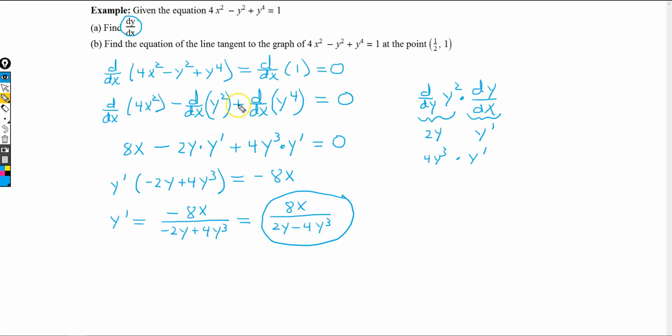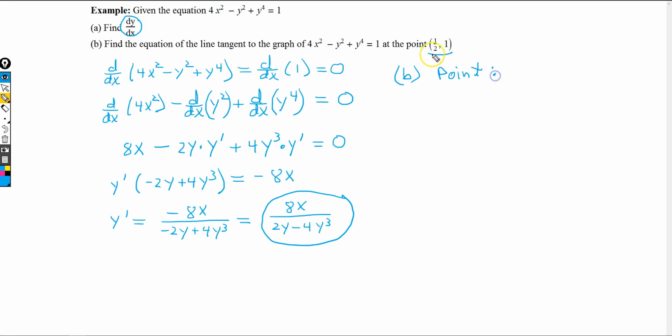Now for part B, we want to find the equation of the line tangent to the graph of this curve at the point (1/2, 1). Alright, well, make a little room over here. So for part B, to find the equation of a tangent line, we need two things, right? We need a point, and we're given that (1/2, 1).